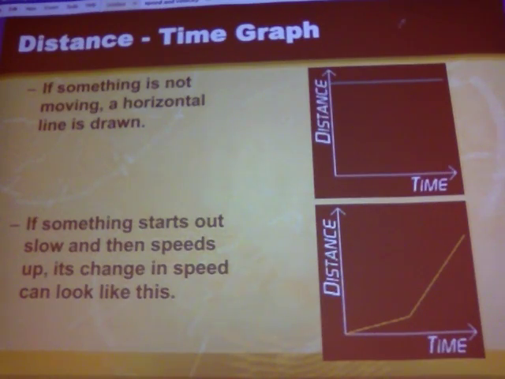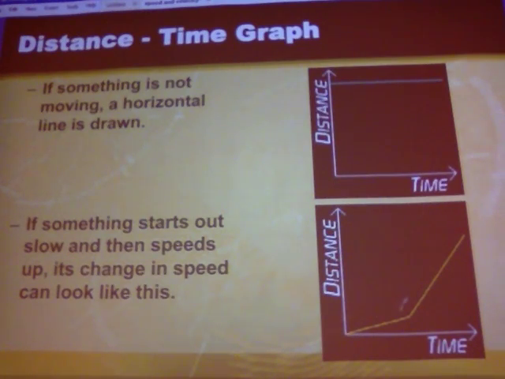You can have a couple of different graphs for distance and time. You can have something that looks like this, where it's a straight horizontal line. That indicates the distance is not changing, but time is going on. When this happens, you have an object that's not moving. Okay, time is passing, the object is staying still.